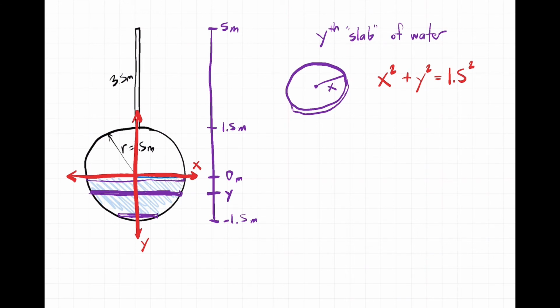Now be careful. 1.5 is the radius of the entire sphere as a whole. x is the radius of the one particular circular slab of water that I'm talking about. Now we just need to write x in terms of y, because y is our variable here. So let's just solve for x. x equals the square root of 1.5 squared minus y squared.